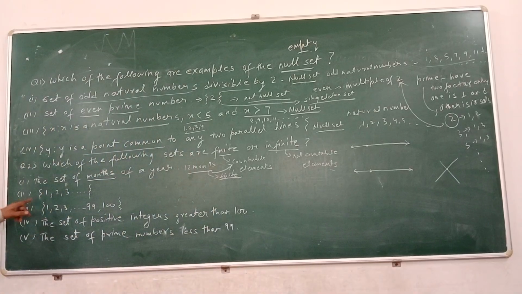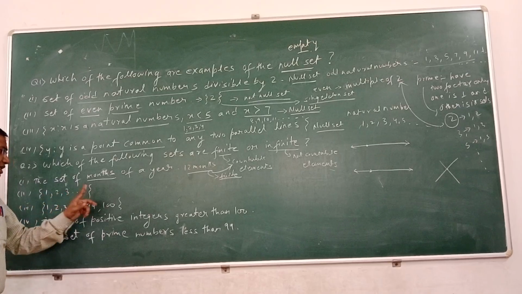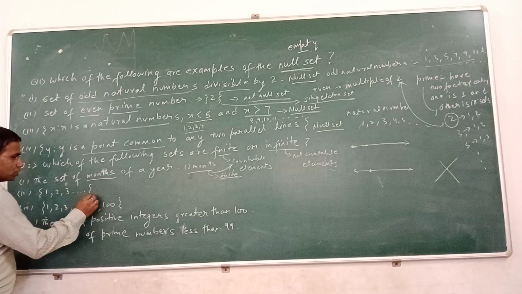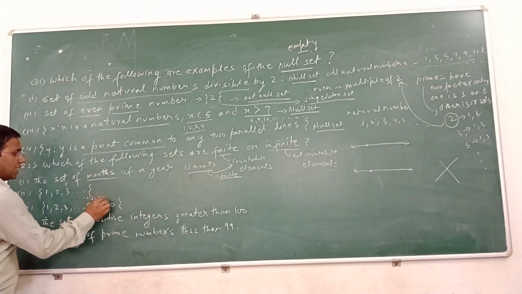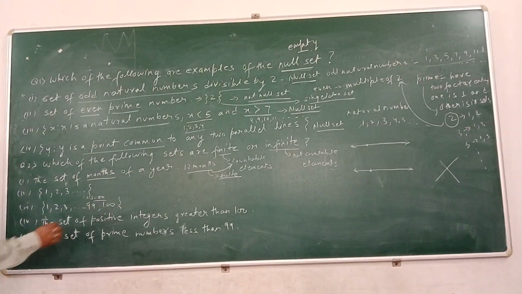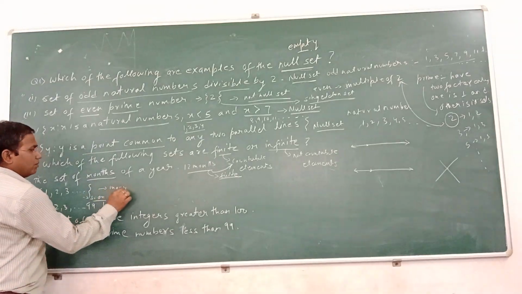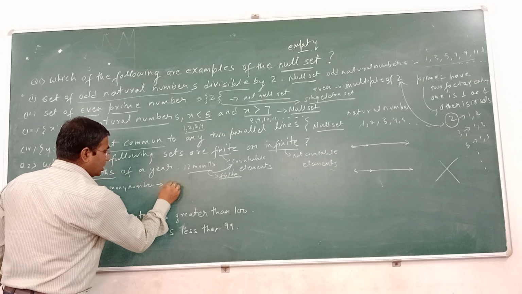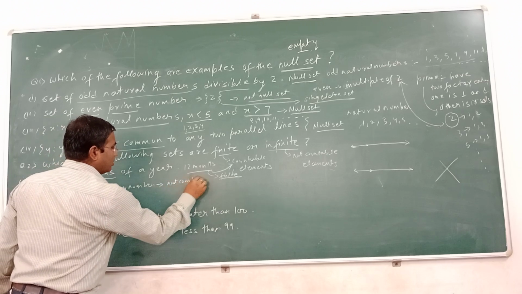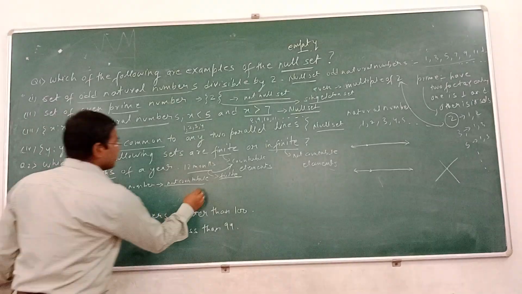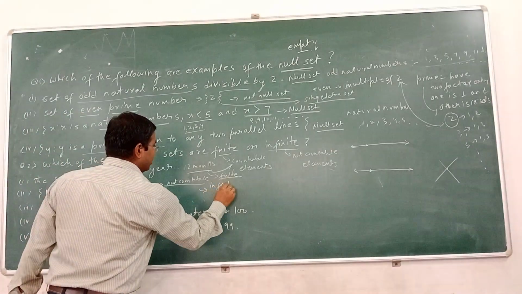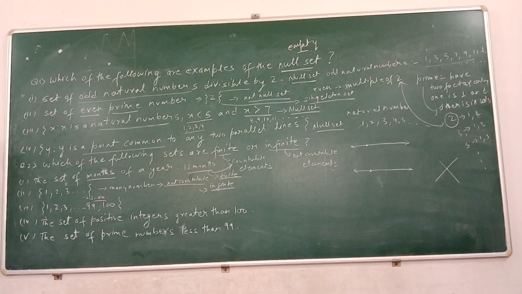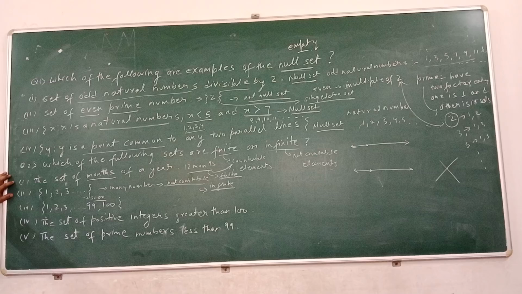Now see this question. In this set, what is there? 1, 2, 3, and so on. The dashes mean so on. After this, many numbers can come. So if there are many numbers, it is not countable. Not countable means the set will be infinite. See, if there are uncountable elements in the set, then that set is called infinite.